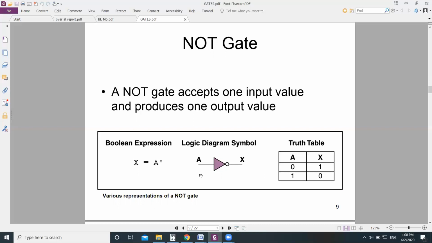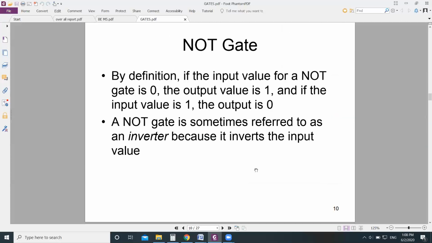And if you want to write a Boolean expression for the NOT gate, it is written as output X is equal to A dash, or you can say A bar also, the complement of A. So if A is 0, A bar, that is 0 bar, is 1. If A is 1, 1 bar is 0, so the output is 0. This is all about the NOT gate, right? So let us proceed further.